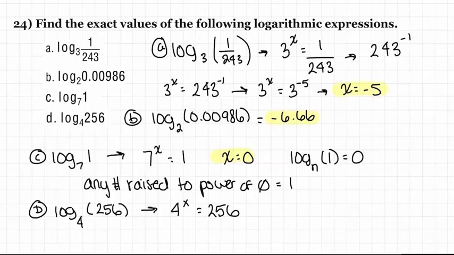Luckily, that's 256. So we know that 4 to the x is equal to 4 raised to the power of 4. And again, same base, you can set exponents equal to each other. So this means you are left with x is equal to 4. And that is the exact value for D.